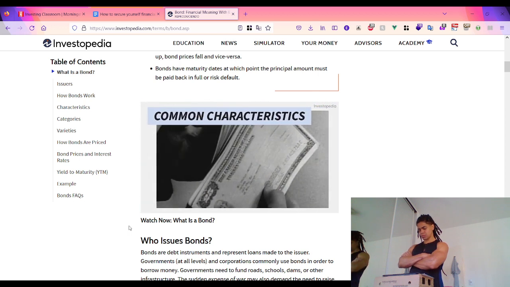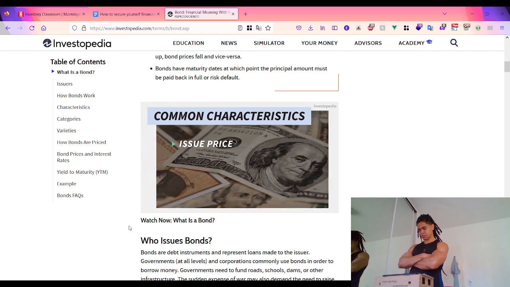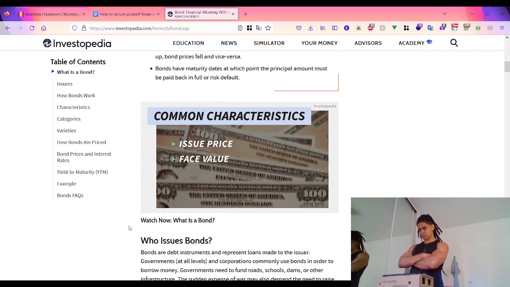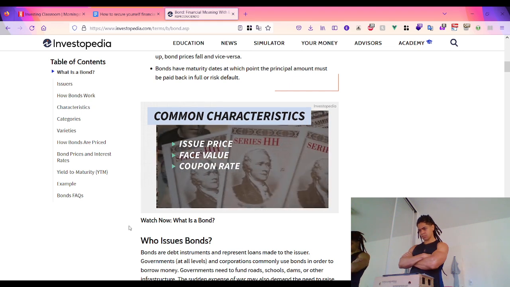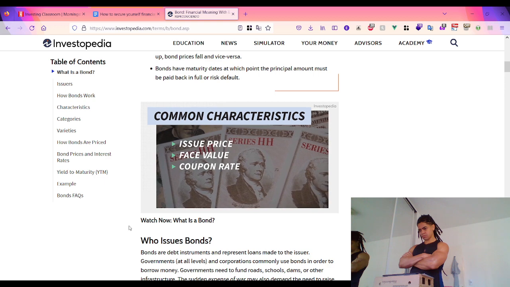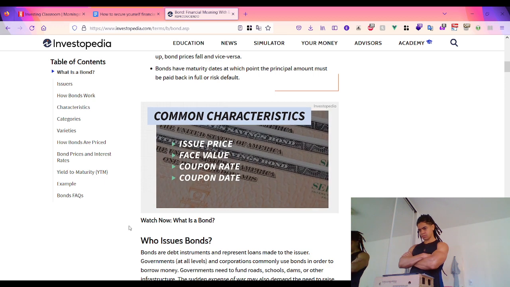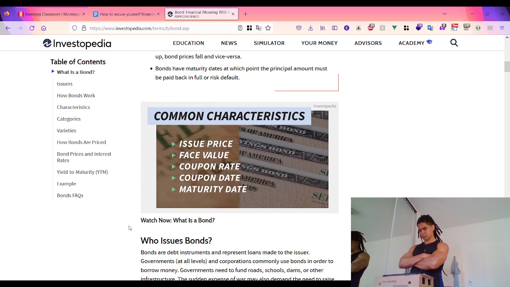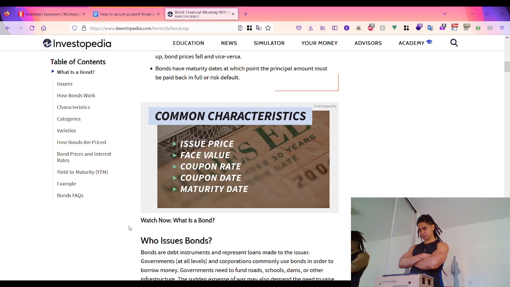Most bonds share common characteristics. The issue price is the price at which the bond issuer originally sells the bond. The face value is the amount the bond will be worth at maturity. The coupon rate is the percentage of interest the issuer will pay on the bond. The coupon date is the date on which the issuer will make interest payments. And the maturity date is when the bond matures and the issuer pays the bond's face value.